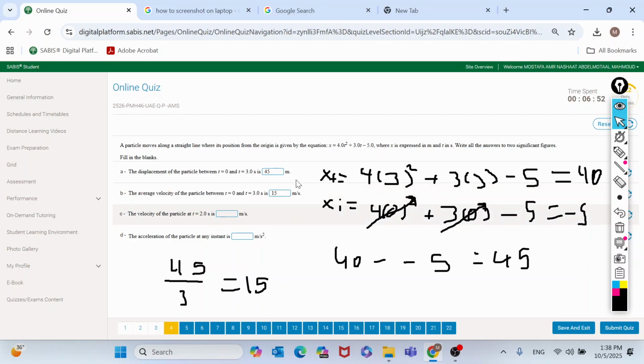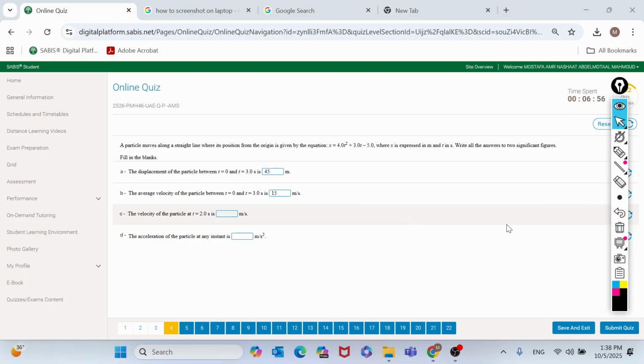The velocity of the particle at t equals 2 seconds. Okay, look. Velocity from an x-t graph is the slope of the graph. Now here they don't have the graph, but they gave you the formula, so you can just differentiate it to get the slope at a certain point. And also the slope of the velocity is gonna give you the acceleration.